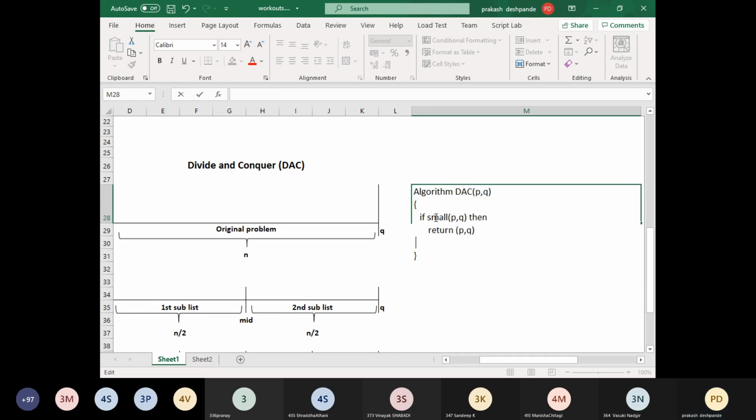And if that particular given problem which is between P and Q is not a small problem, that means I now need to divide that into sub problems. How can I divide into sub problems? By getting the mid position or the midpoint. How can I get a midpoint? By simple arithmetic, that is mid is equal to (P plus Q) whole divided by 2. I get the mid position.